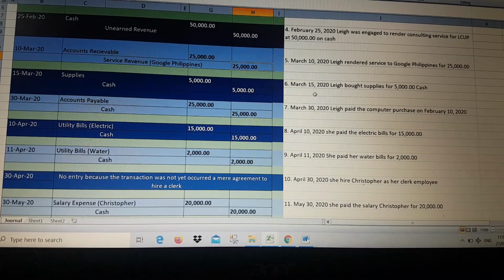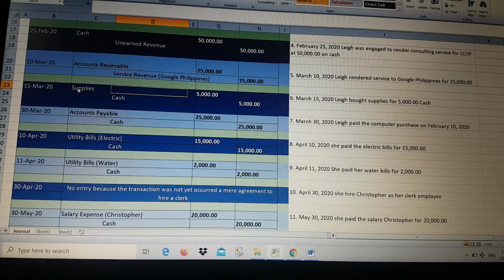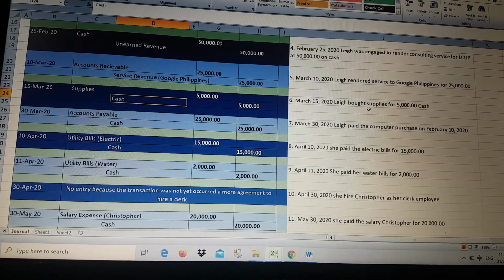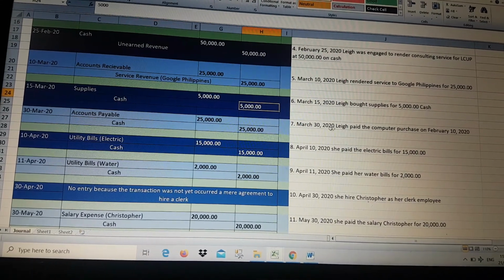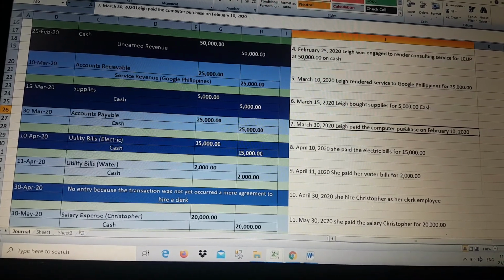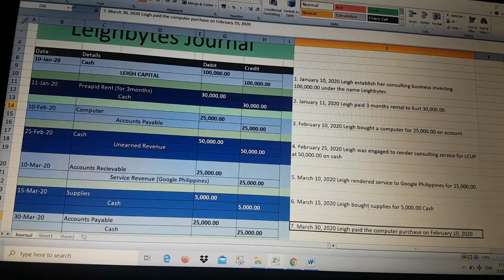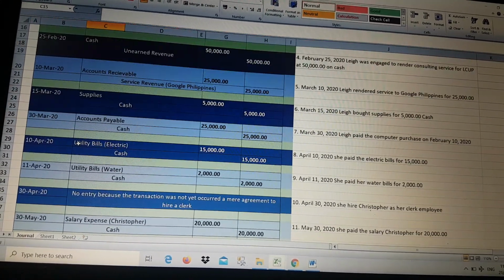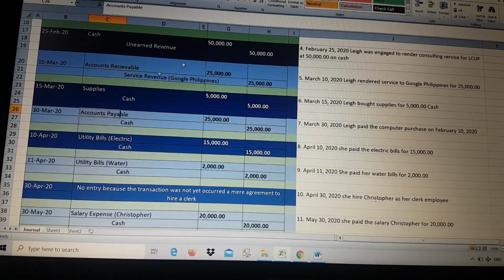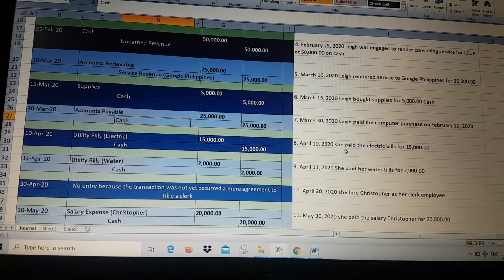Next, March 15, Lei bought supplies for cash. So, what does the business receive? Supplies, 5,000. And then, a deduction of cash because they paid in cash, 5,000. Next, on March 30, Lei paid the computer purchase of February 10. Take note, the accounts payable is now being paid. So, no more liabilities. That's why we debit liability. And what does she use for payment? Cash. So, a decrease in cash.